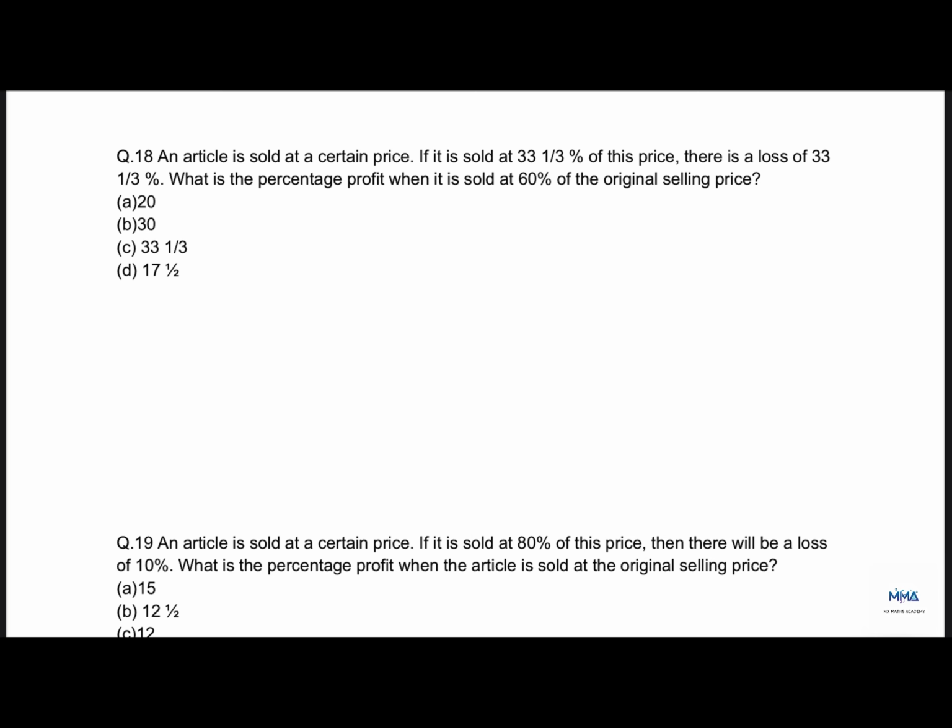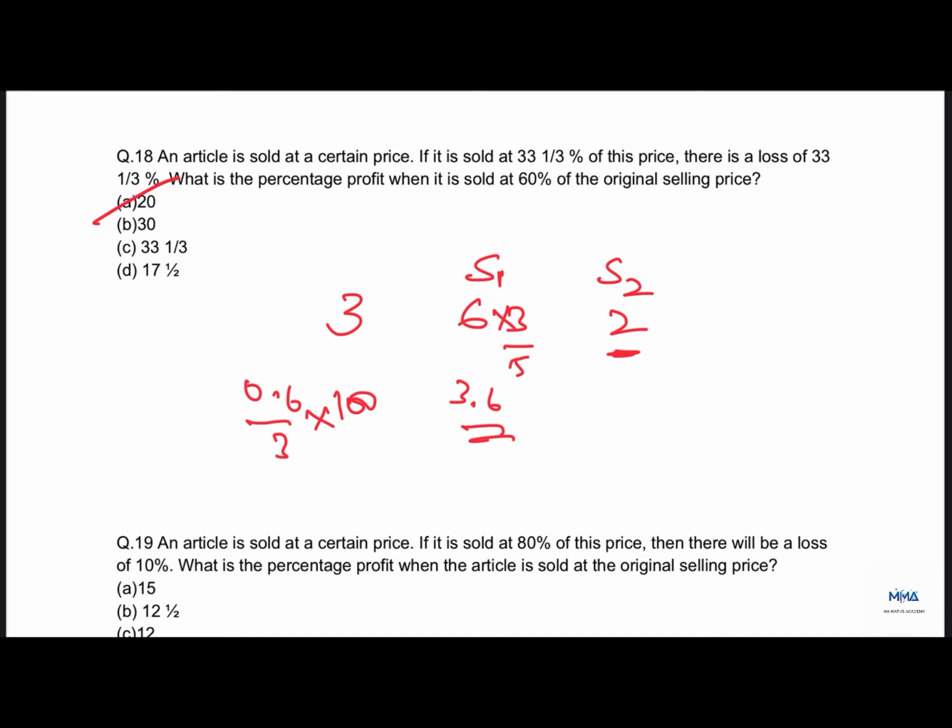An article is sold at a certain price. If it is sold at 1/3 of this price, 33 1 by 3% is basically 1/3. So if it's sold at 1/3 of this price, there is a loss of 1/3. What is the percentage profit when it is sold at 60% of the original selling price? So in the second case, there is a loss of 1/3. So if CP is 3, we can consider the second SP to be 2. So since this is 1/3 of the first SP, it is basically 6. So he wants to find the profit when it is sold at 60% of this original selling price, which is 3 by 5. 18 by 5 is 3.6 and 0.6 is the profit. So it's basically 20%.